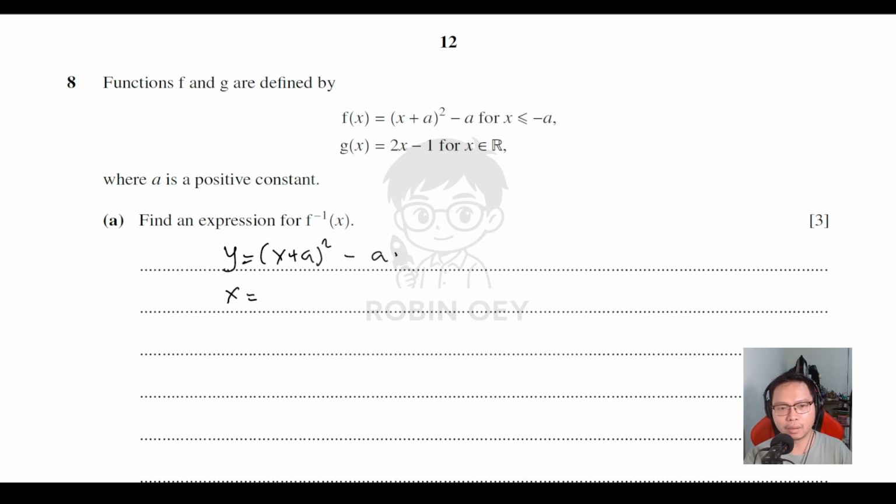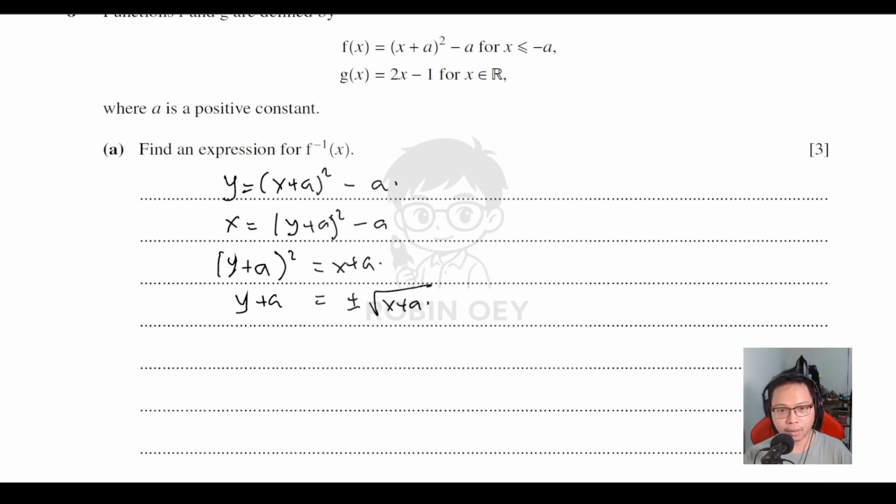So that will be x equals y plus a squared minus a. Sorry, y plus a squared equals x plus a, then y plus a equals positive or negative square root of x plus a, and the final answer would be y equals negative a plus or minus the square root of x plus a.